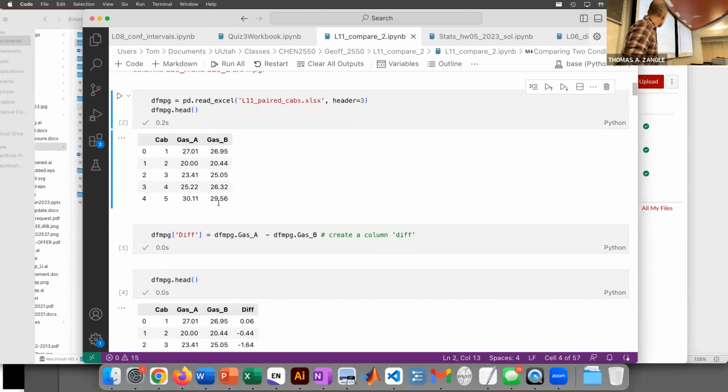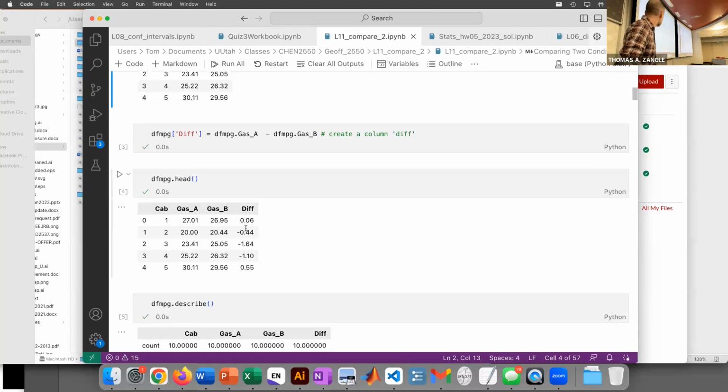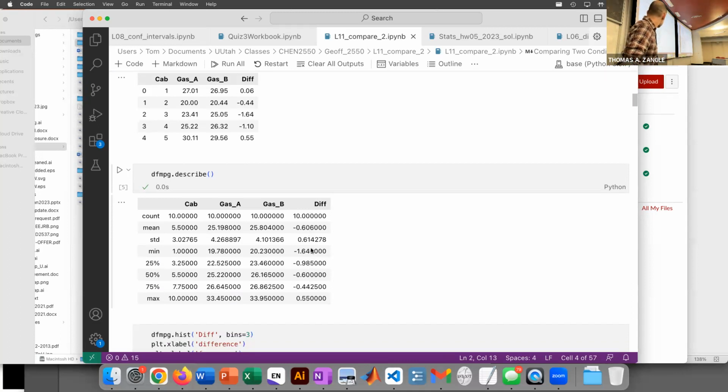In this case, we're just creating a new column, which is the difference. In a pairwise comparison, we're often going to be looking at the difference between the paired values, so we make that column here. Then we can use the describe function to look at our summary statistics on that column. Here we see a mean of -0.6, meaning that in this case, gas B had a slightly higher average miles per gallon than gas A.